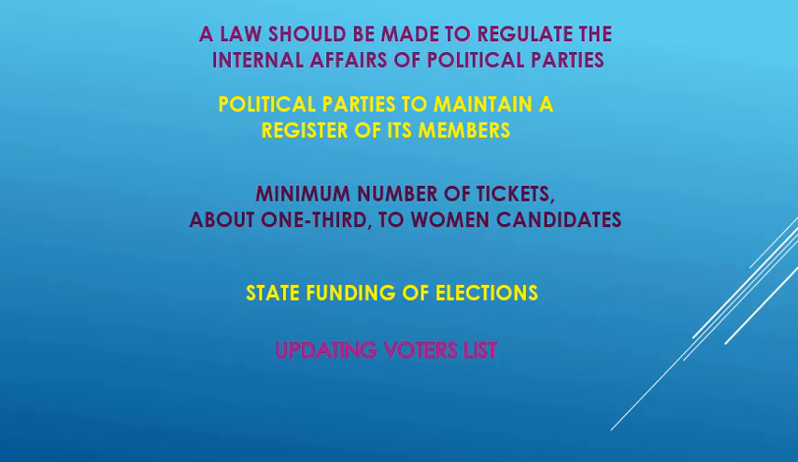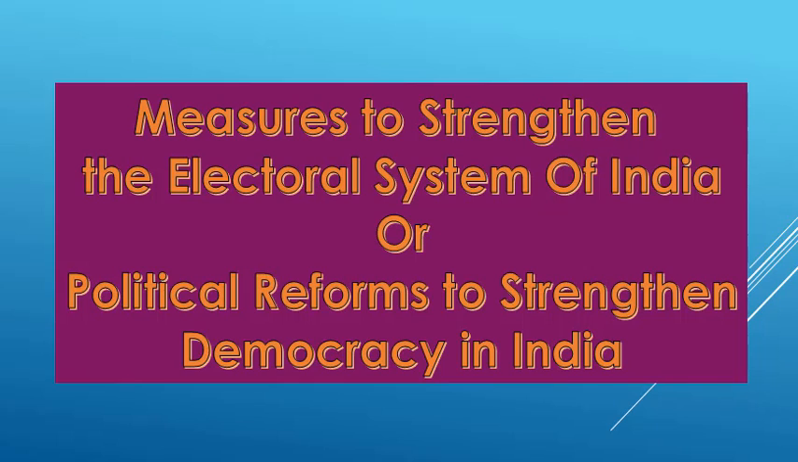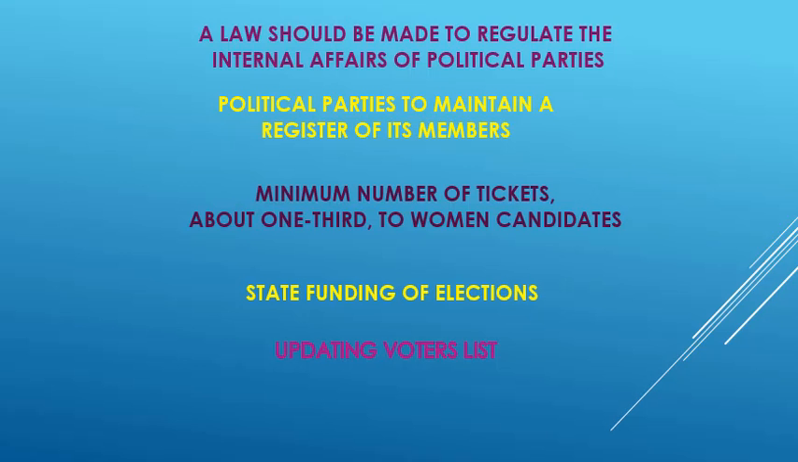The question was very clear: what are the measures, what are the reforms suggested to strengthen the political system, to strengthen democracy in India. So these are the points. Point number 1, children, a law should be made to regulate the internal affairs of parties. Point number 2, political parties will have to maintain a register of their members. Point number 3, at least one-third of party tickets should be given to women candidates.